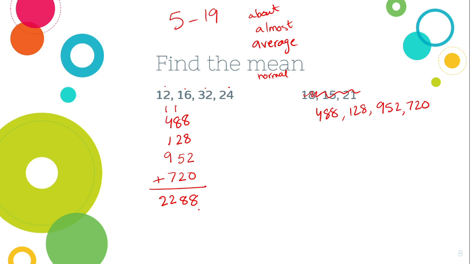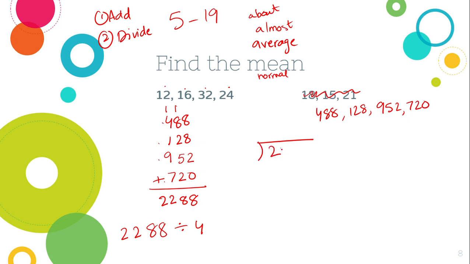What was the next step? The next step was to divide. Step number 1 is add. Step number 2 is divide. Okay? All right, we're going to divide. 2,288 divided by how many numbers we added. How many numbers did we add? 1, 2, 3, 4. So 2288 divided by 4. Can we do it mentally? I can't. Maybe you can. So 2288 divided by 4.